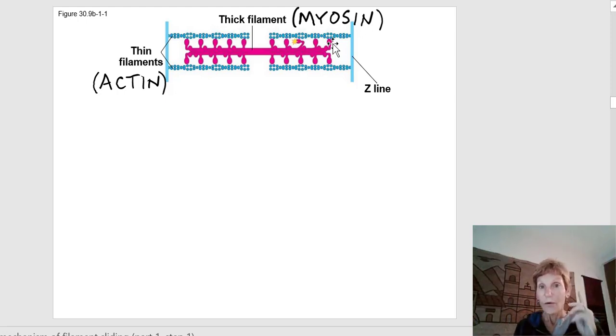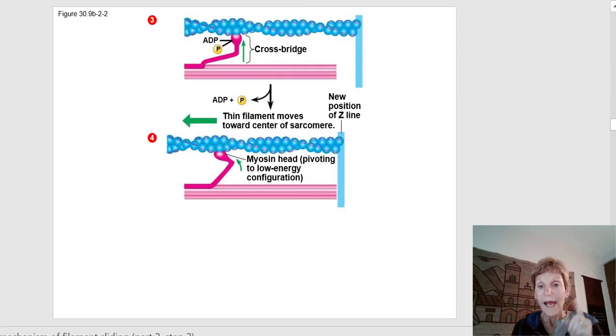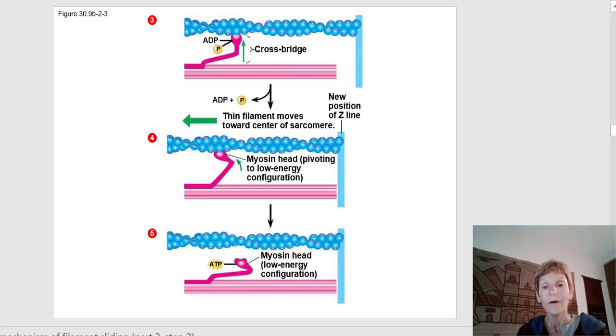Now, we're not done yet, though, because the last step after that power stroke is you've got to bind another ATP. And what will that do? That will allow myosin to let go of actin again. So again, in order for myosin to let go of actin from the previous contraction, it has to bind another ATP. Now, why is that important?